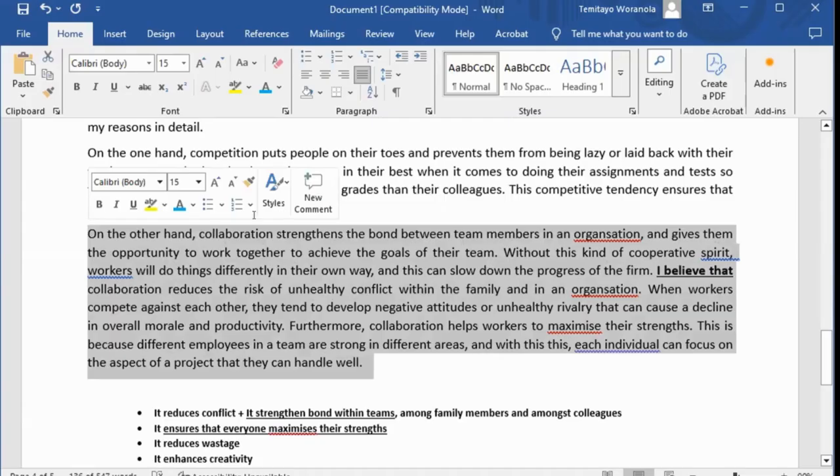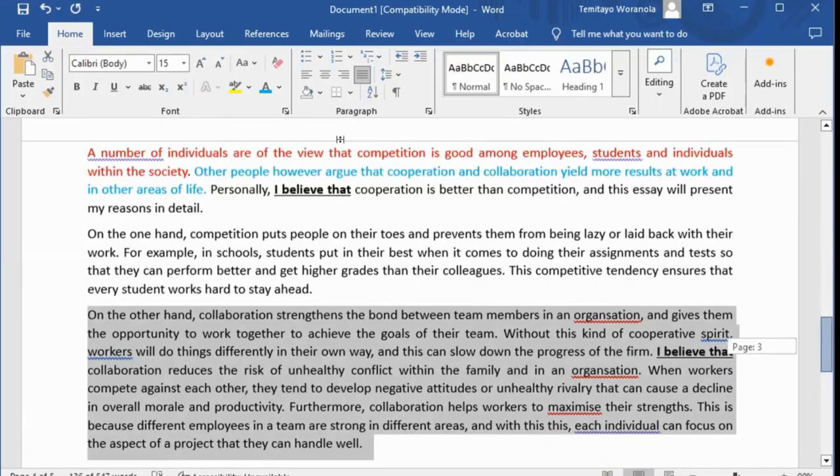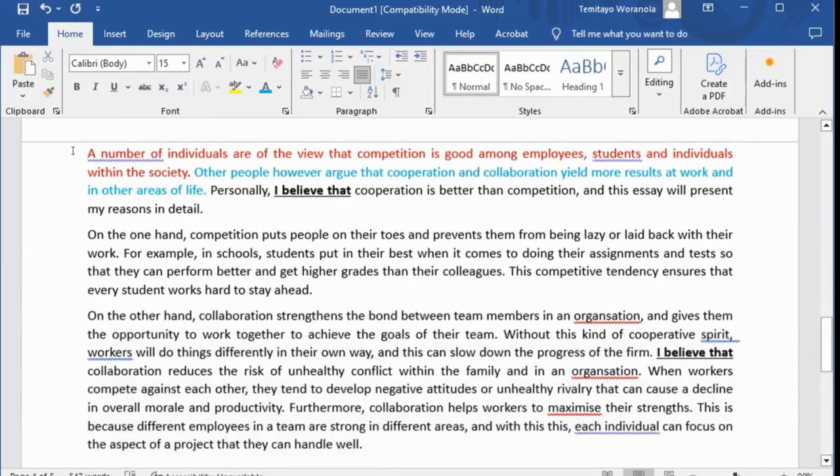Now look at this, my paragraph 3. You see what I was saying earlier on that word? This is where my essay starts from. This is my introduction. A number of individuals have the view that competition is good among employees. Okay, that's my introduction. Now look at my paragraph 2. How many lines can you see in paragraph 2? 1, 2, 3, about 3.5 lines. You can see paragraph 2 is not long because that is not the viewpoint that I'm supporting. And that's how it should be. The viewpoint that you are not supporting should not be long. It should be very, very short. 3 sentences.